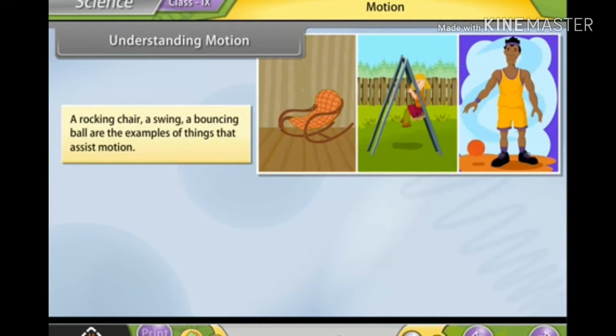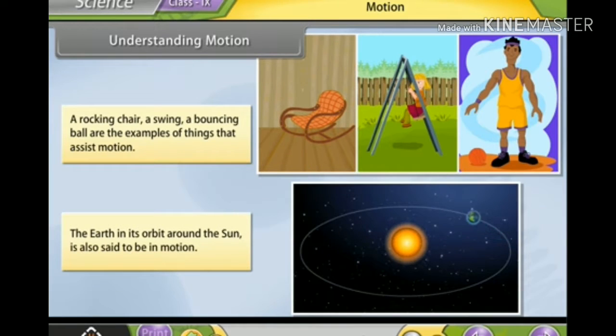A rocking chair, a swing, a bouncing ball are examples of things that exhibit motion. The Earth in its orbit around the Sun is also said to be in motion.